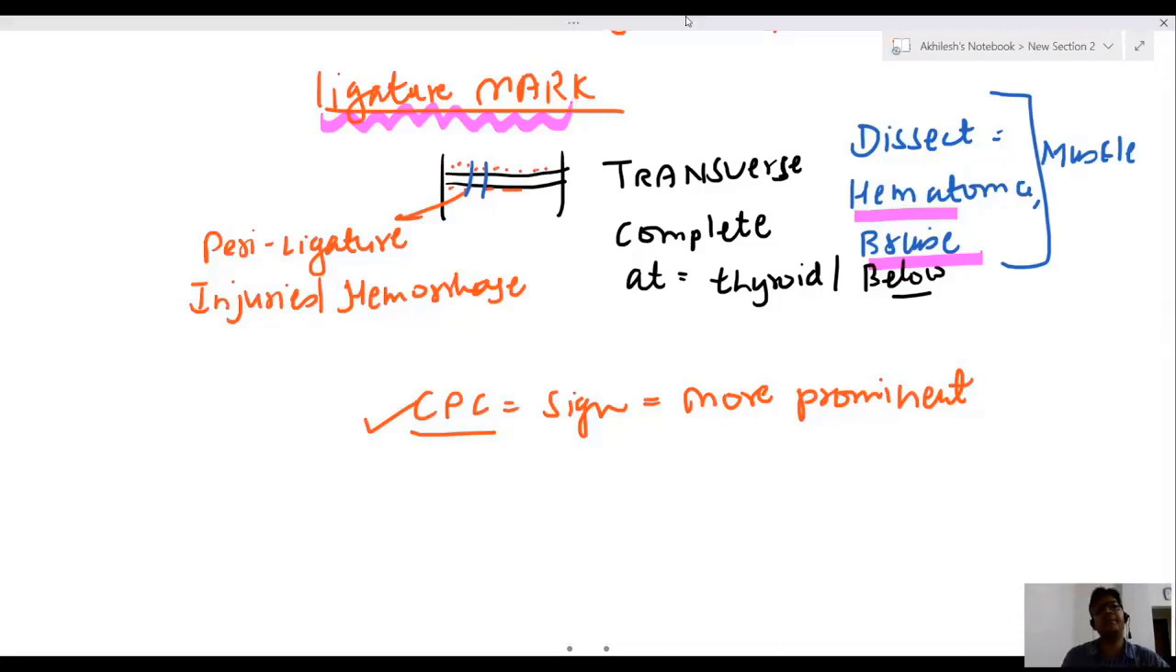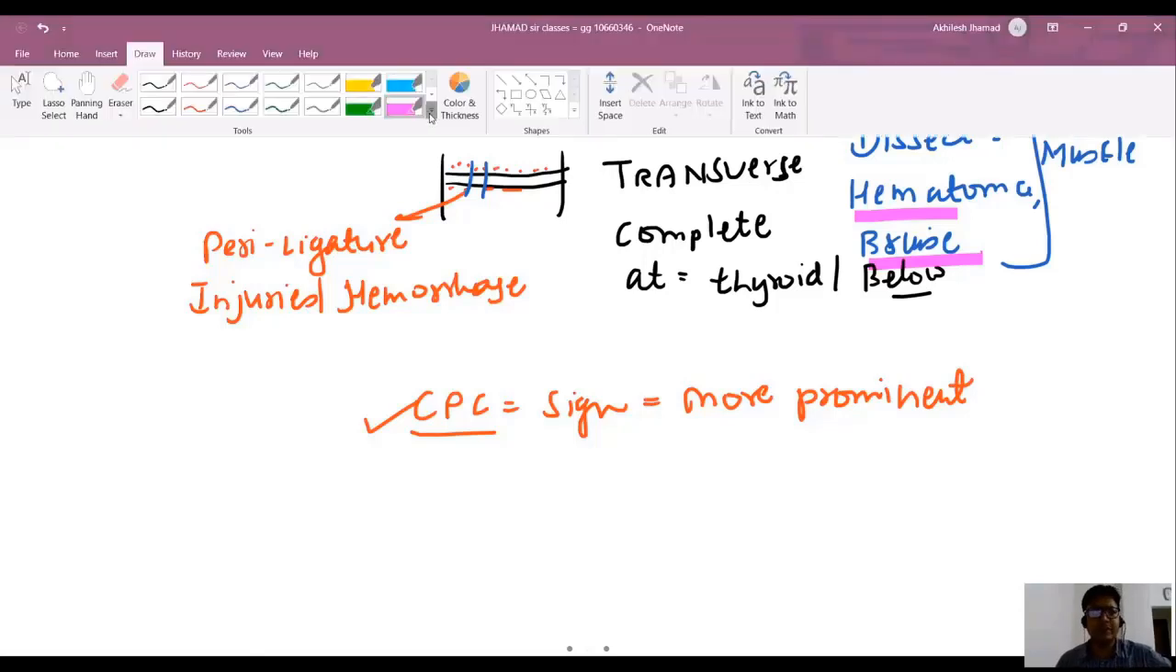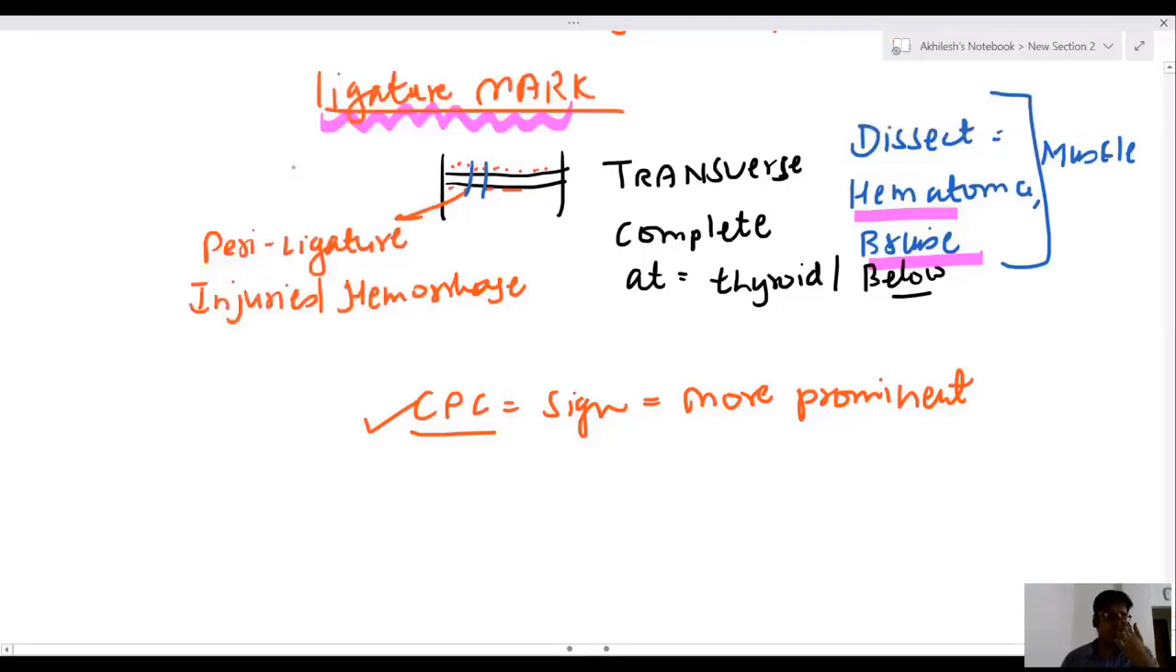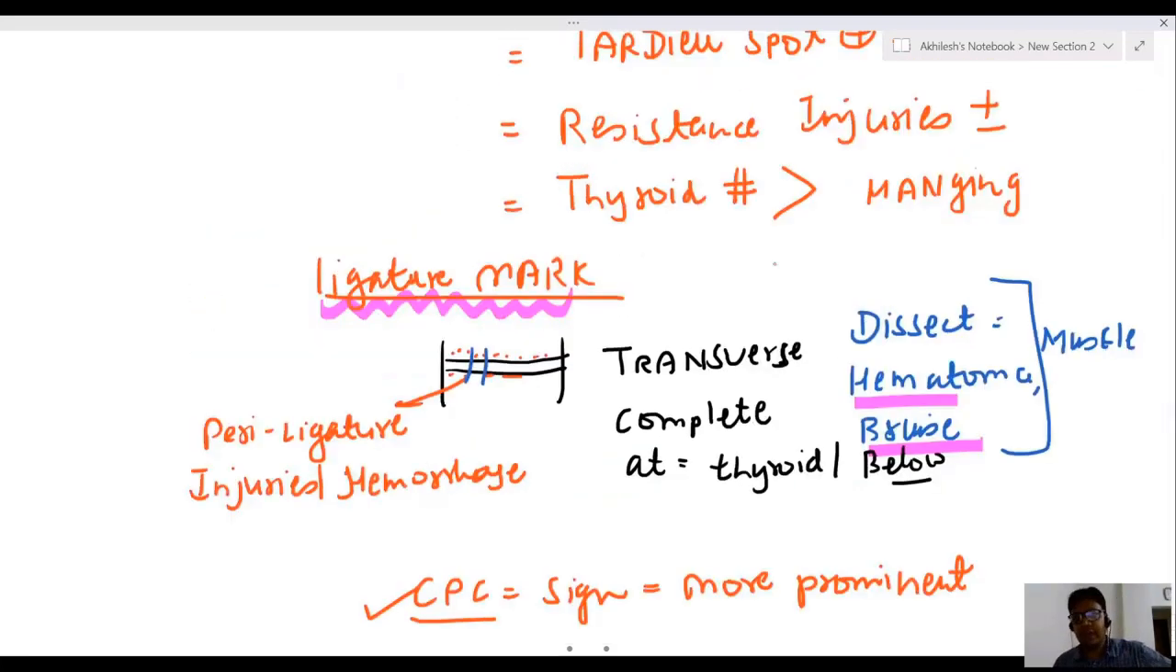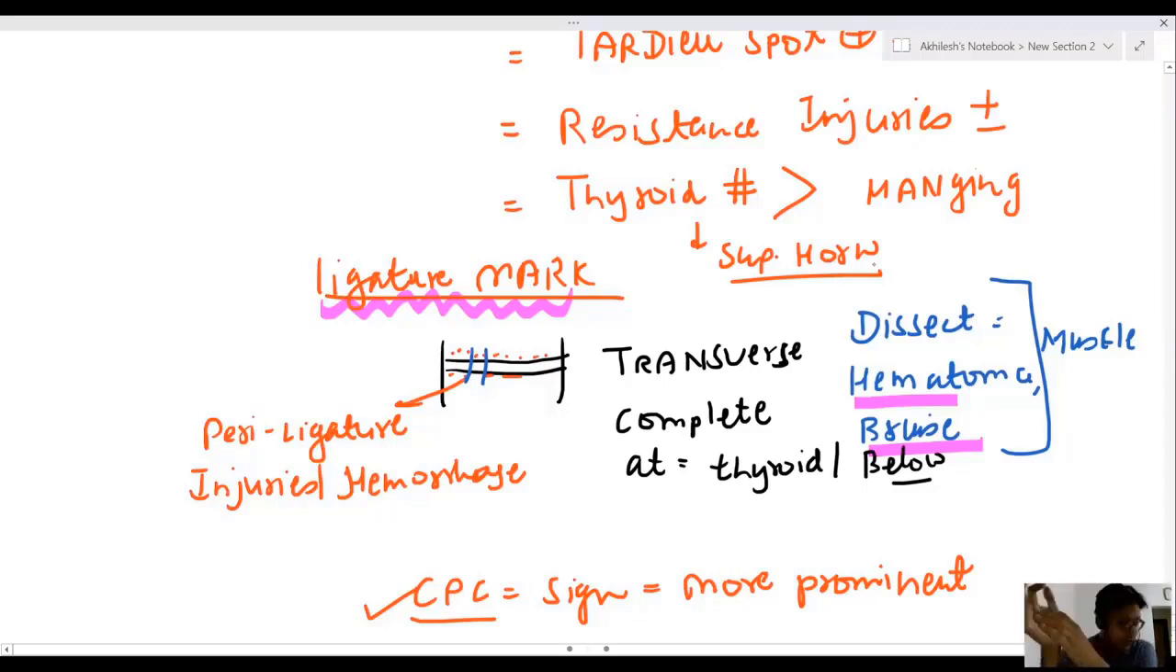Ligature mark is a very important, significant finding in strangulation. Here, hyoid bone fracture is not common in this strangulation. Thyroid bone fracture is more common than in hanging. And observe, thyroid bone fracture is commonly in the superior horn. This is common.